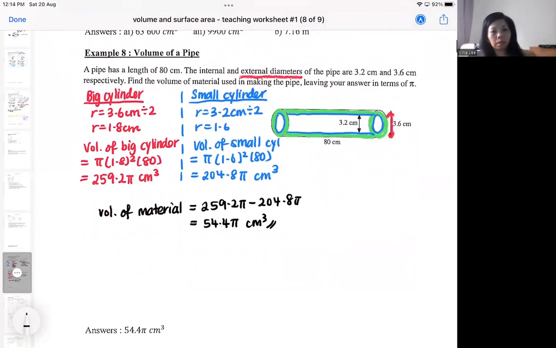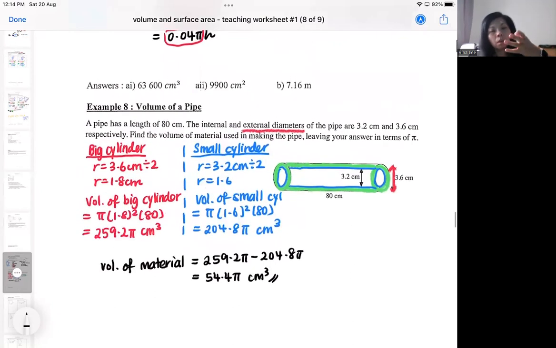So this is the idea of a big cylinder and a small cylinder, and an example where they ask you to leave your answer in terms of pi. Do take note when you're doing this section, read carefully whether it is an open cylinder or a closed cylinder. So that's the part on cylinder.